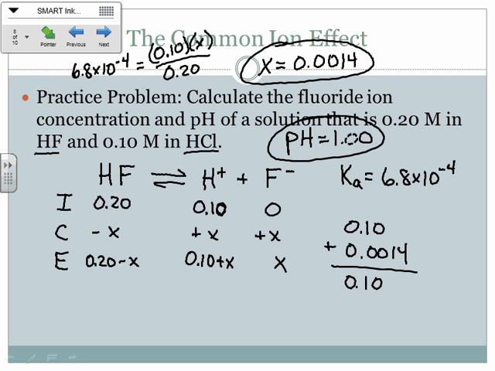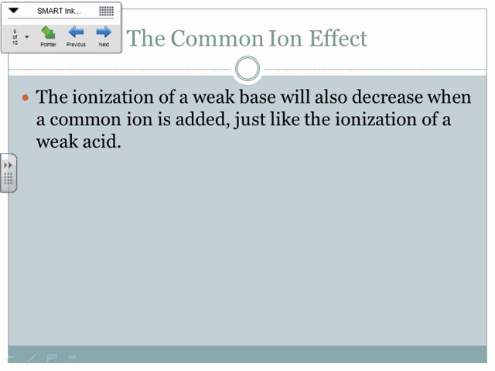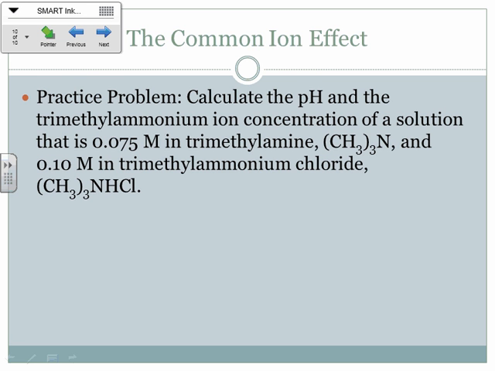Okay. So then, very quickly here, ionization of a weak base does basically the same thing. Calculate the pH and the trimethylammonium concentration of a solution that is 0.075 molar in trimethylamine and 0.10 molar in trimethylammonium chloride. That's interesting. So again, I think the hard part on this is just writing the initial equation, figuring out what is the equation that I actually need to write here to even get this thing started. Any ideas on this one?